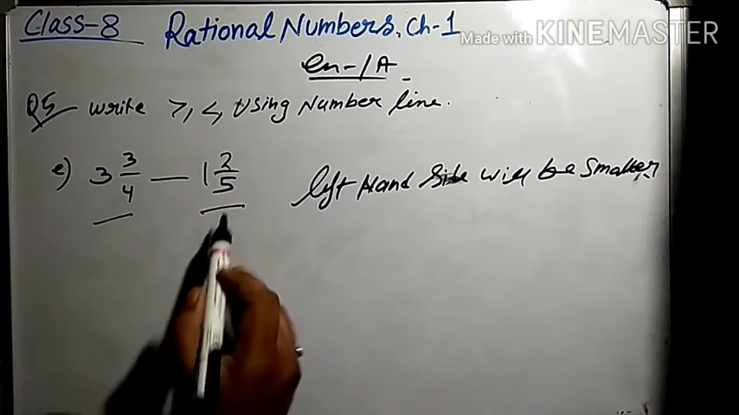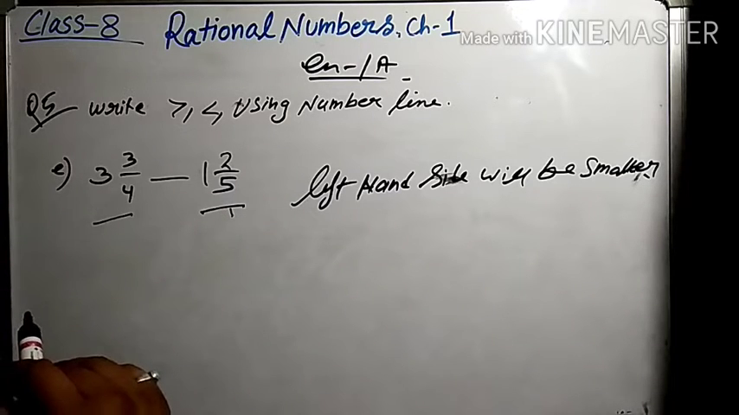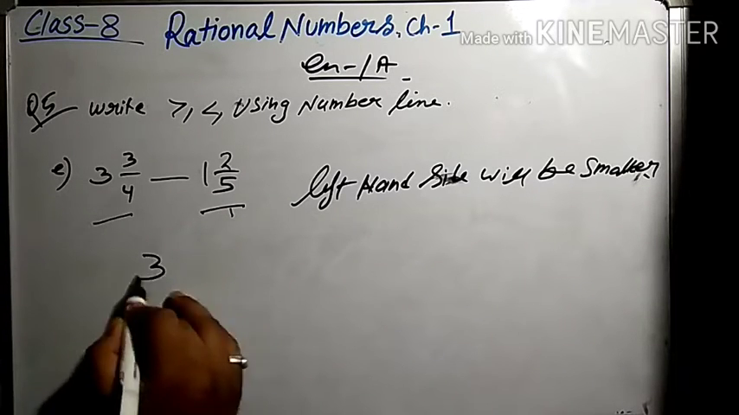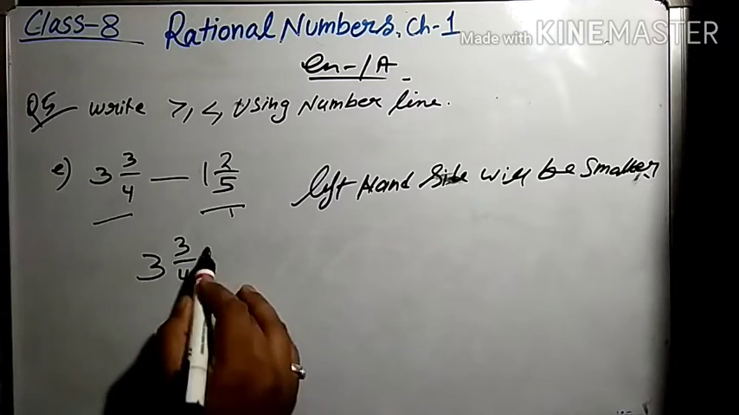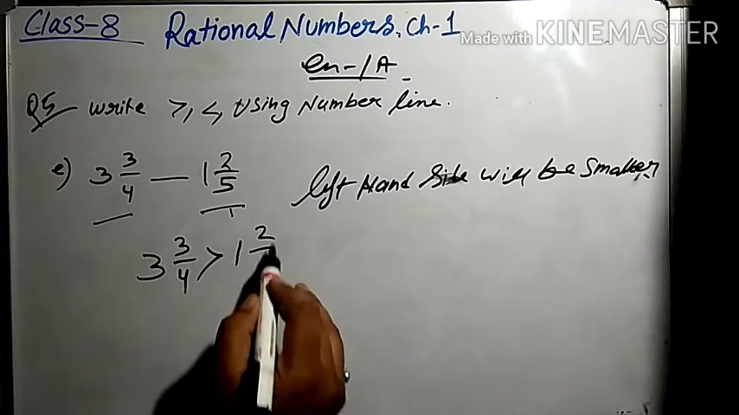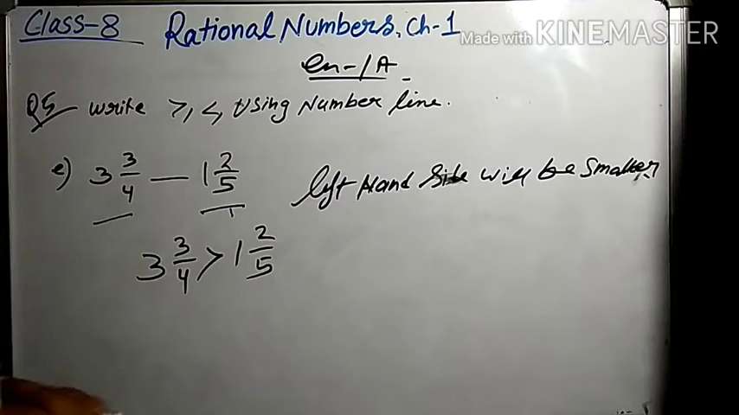So here 1 mixed 2 upon 5 is at the left hand side. So automatically, just watching the number line, we can say that 3 mixed 3 upon 4 is greater than 1 mixed 2 upon 5. This is using the number line. So I am not talking about only the number line. We can do it in another way also by using the comparing method, which I told you.